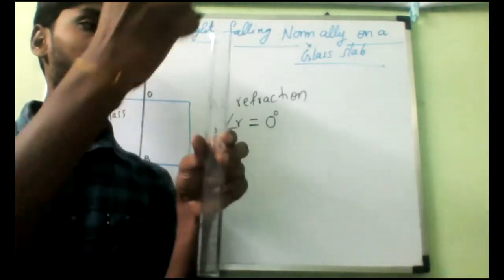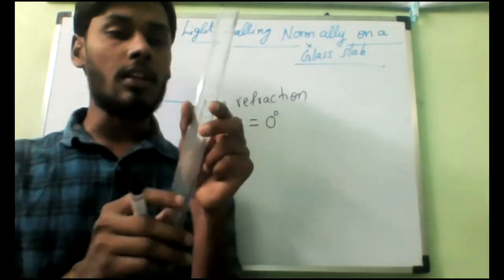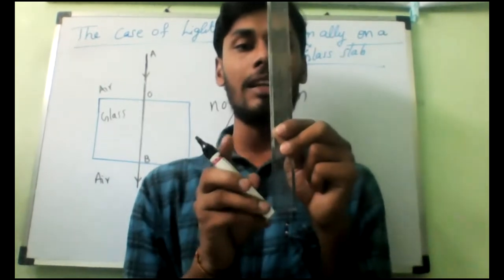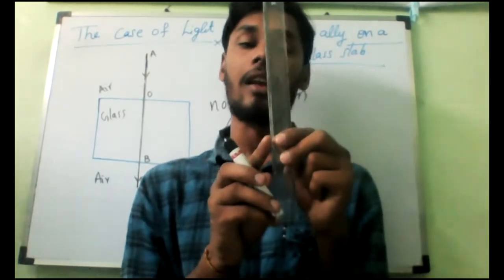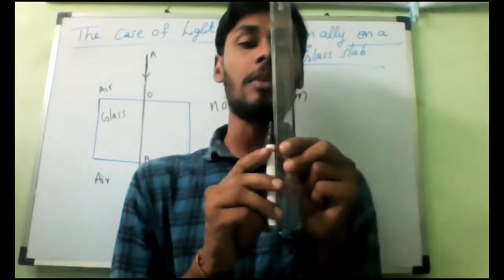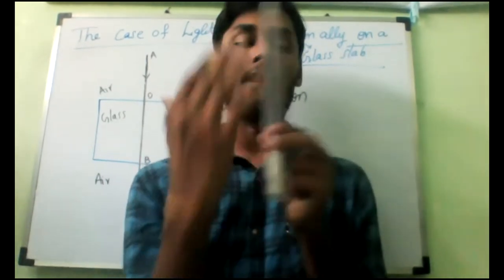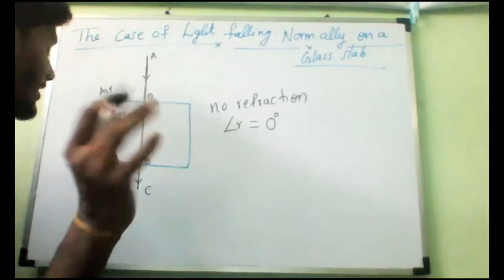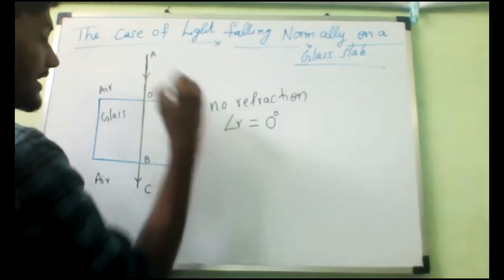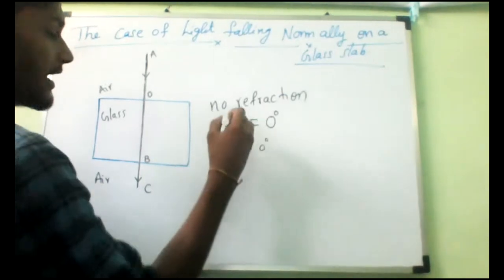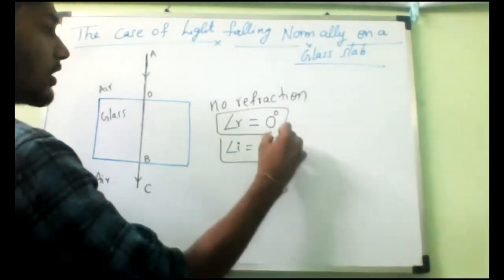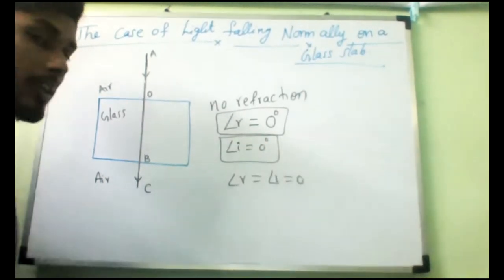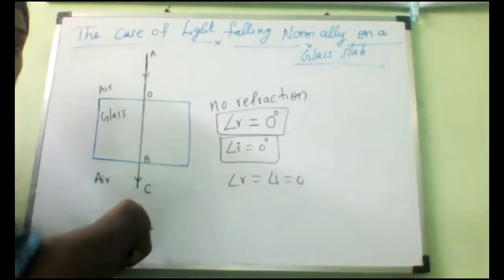Now observe very carefully. This is the normal, and the light ray is passing along it. The angle between the normal and the incident ray is called the angle of incidence. Now both become equal, both coincide. So what is the angle between them? Zero degrees. That is what you should remember. So the angle of incidence is 0 degrees, and the angle of refraction is also 0, when the light ray falls perpendicularly to the surface.